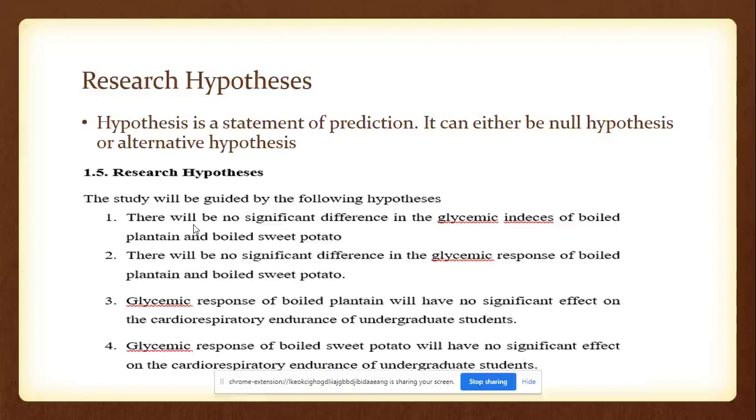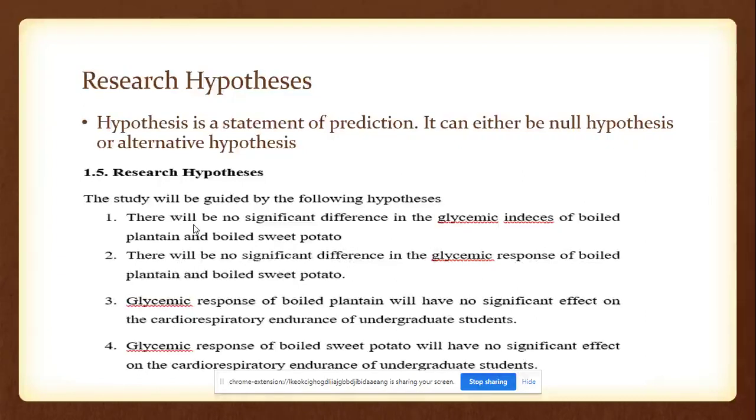So how do you now write your hypothesis? Just the same thing, you turn the research questions you have into hypotheses. But there's a format in which we write hypothesis. We have two types of hypothesis: the null hypothesis and the alternative hypothesis. The null hypothesis is always negative. It will always tell us that there is no significance, while the alternative will tell us that there is significance.